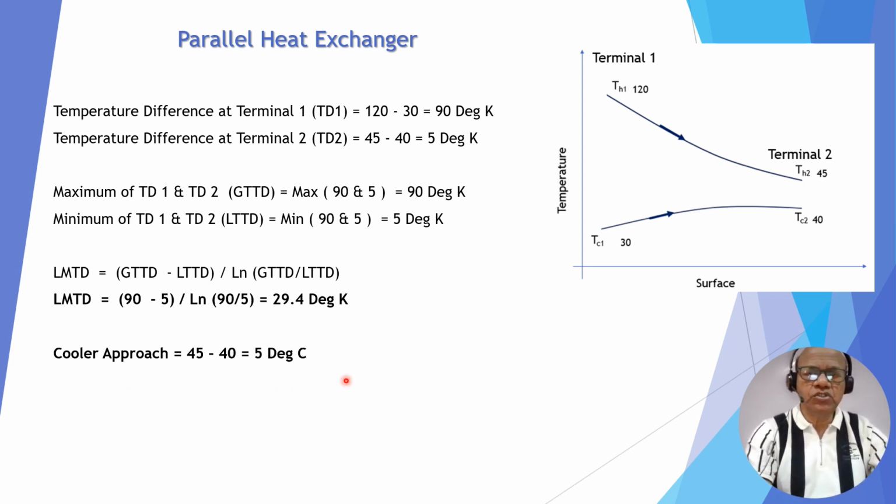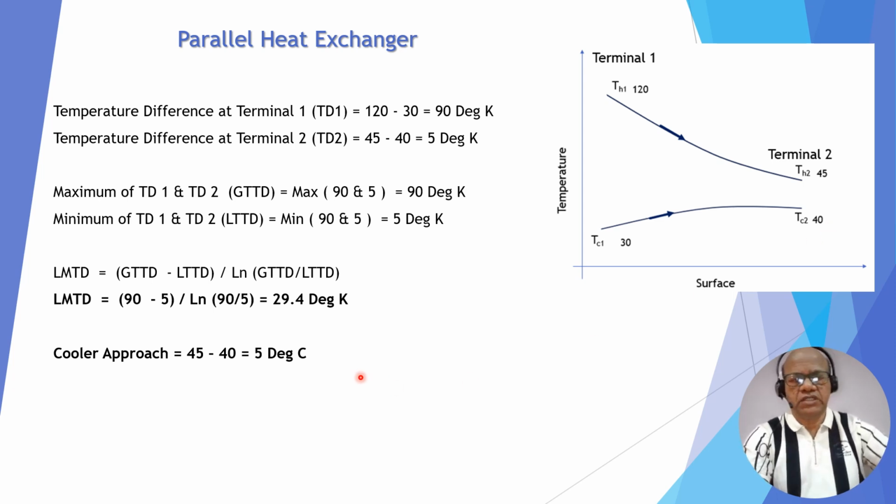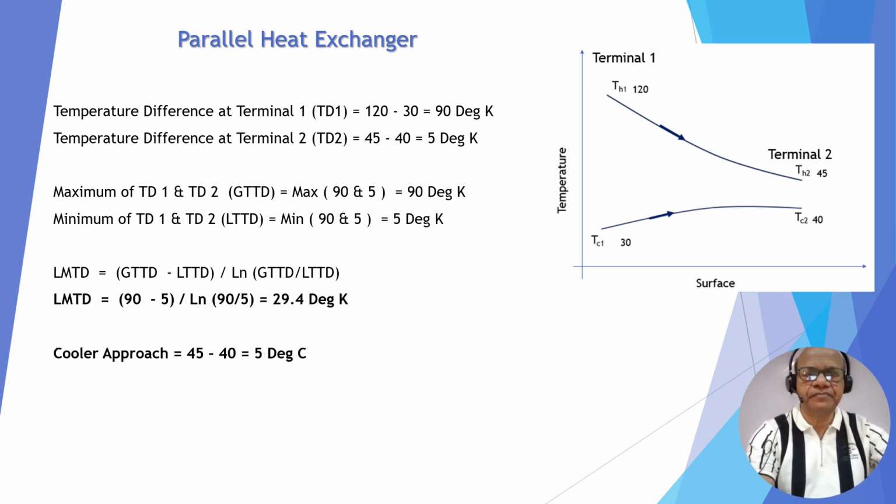What is cooler approach? This is the cooler approach: 45 minus 40 degrees. But sometimes they take process fluid or hot fluid outlet minus cooling water inlet. In that case, the cooler approach will be 45 minus 30 degrees, which is 15 degrees. But in the actual case, you can see this is the cooler approach, 45 minus 40 degrees, which is 5.